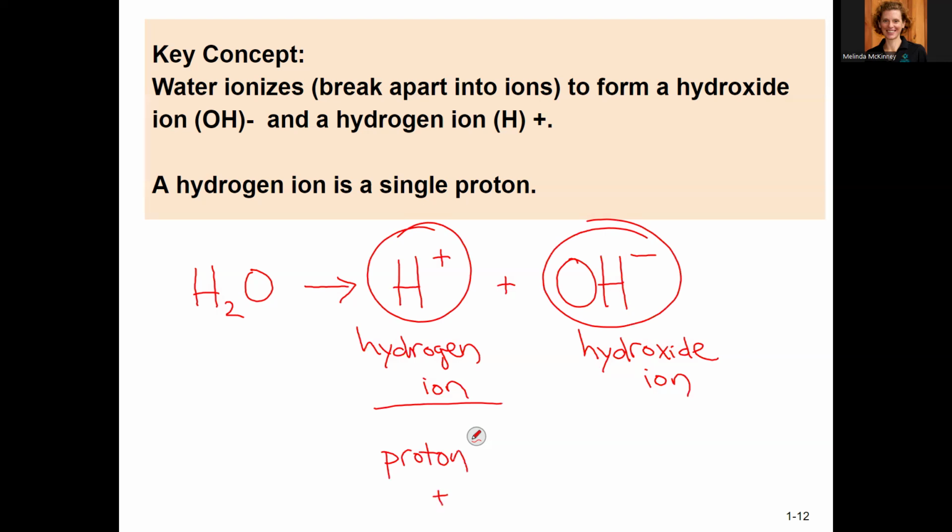So this, I could just write it as one proton, whereas the hydroxide ion over here, we've got oxygen, which is bonded to hydrogen, and the oxygen is really where we're going to find that extra electron. Okay. So why do we care about this?